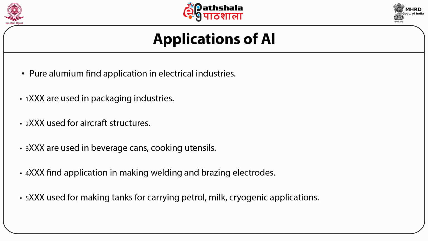Next, since solubility of zinc in aluminium decreases rapidly with decrease in temperature, aluminium zinc magnesium 7XXX alloy has the best age hardening response. The last application, that is cast aluminium alloys like Al 12% silicon, are used for making pistons and cylinder heads in cast iron engine cylinder heads.